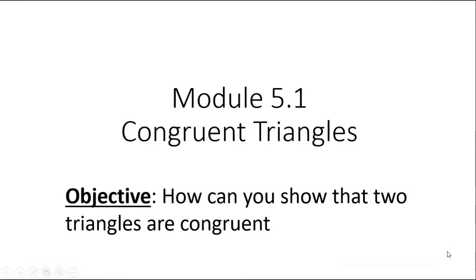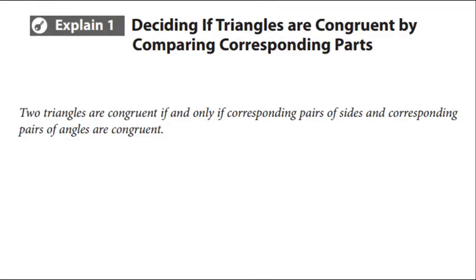So today we're going to be going over module 5.1. It's called congruent triangles. And our objective is how can you show that two triangles are congruent? So let's get into our first example. Explain one. It says deciding if triangles are congruent by comparing corresponding parts.